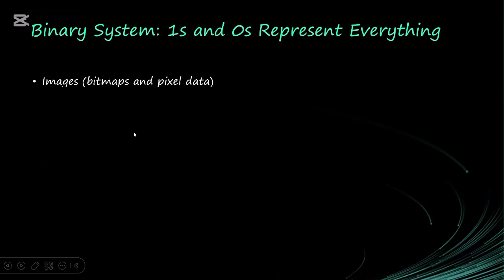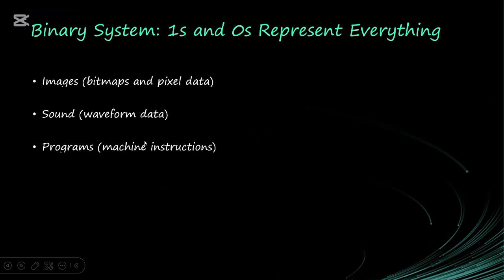So the data type for representing images, we call them either bitmaps or pixels. You're going to understand better, but the bottom line is that your images are represented in zeros and ones. Even your sound, your video, they're all represented in zeros and ones. Your programs, even the program that you write, are represented in zeros and ones. You're going to see more of that.